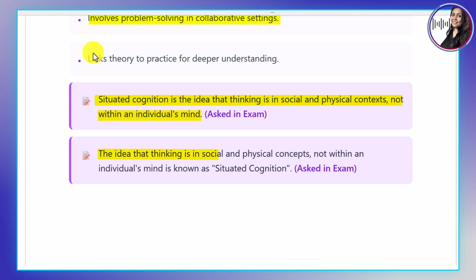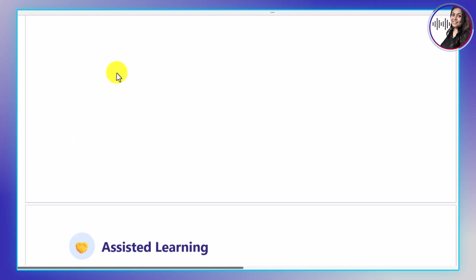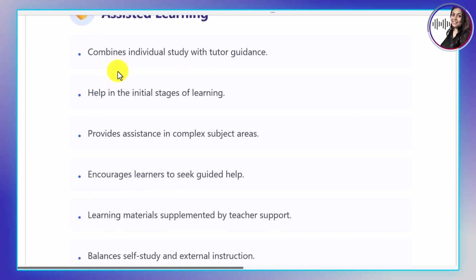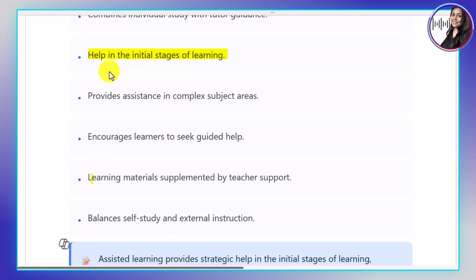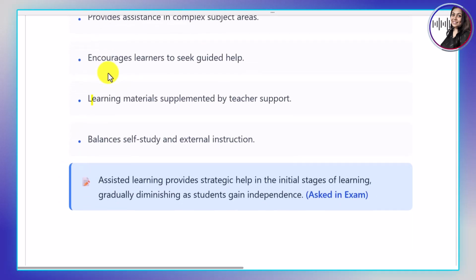Closely related yet distinct is assisted learning, which combines individual self-study with guidance from a tutor or teacher. Assisted learning is especially useful in the initial stages of learning, when learners require support to understand complex concepts. Over time, as learners gain confidence and competence, the level of assistance is gradually reduced. This balance between independence and guidance ensures steady progress.